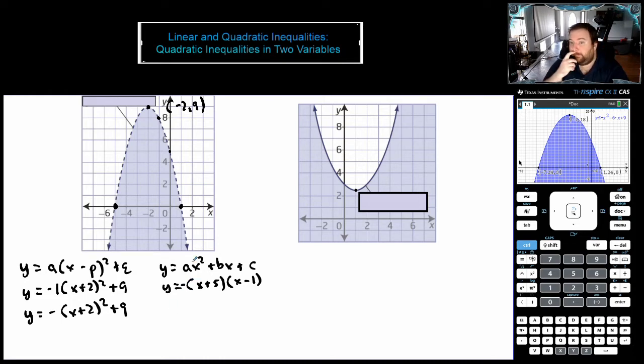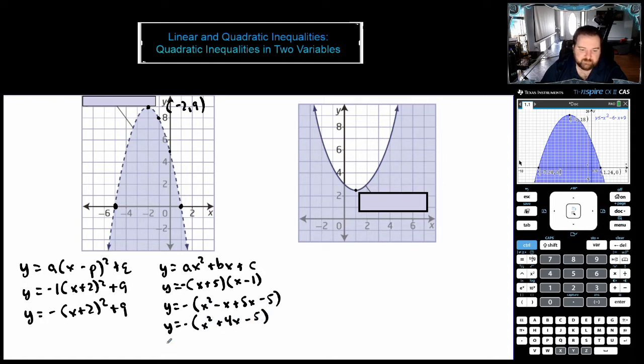Now we're ready to FOIL it back out to see what it would be equal to. So we have y equals negative. Let's FOIL this. So x squared minus x plus 5x minus 5. Okay, there we go. So y equals negative, this is x squared plus 4x minus 5. Now we need to distribute this negative sign. So y equals negative x squared minus 4x plus 5.